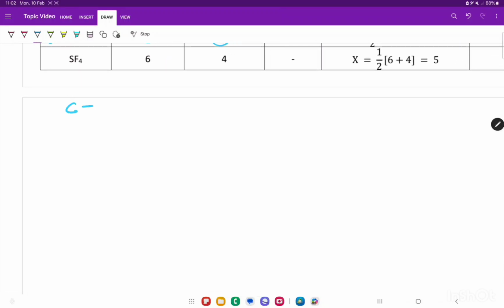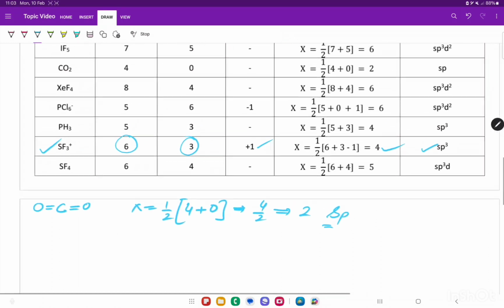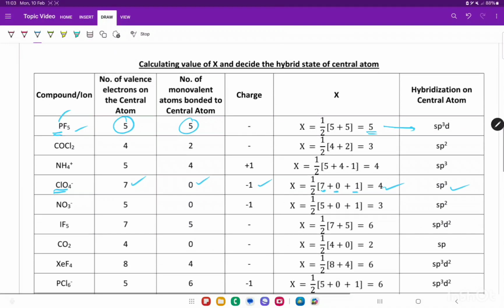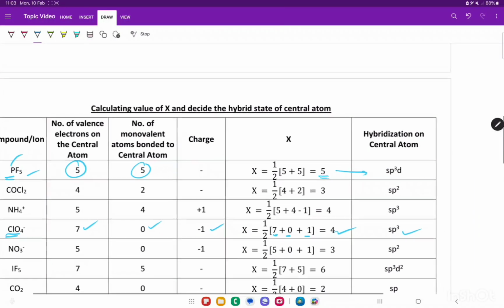Suppose you want to find out in CO2, O double bond C double bond O. Now, in case of CO2, the central atom is carbon. Carbon is a central atom having 4 valence electrons. Oxygen are my surrounding atoms, but they are divalent. I will take 0. It means 4 divided by 2, that comes out to be 2, and hybridization is sp. Hence the carbon atom in CO2, which is the central atom, is sp hybridized. So with the help of this formula, we can find out hybridization on the central atom of any molecule, any ion.